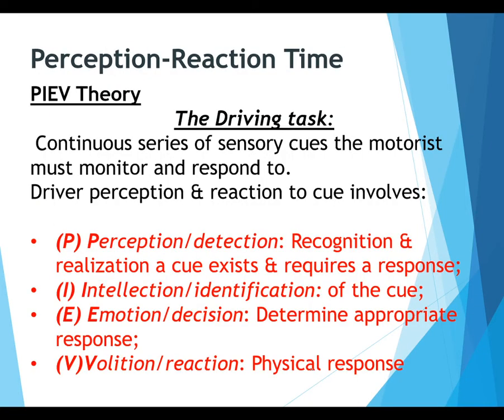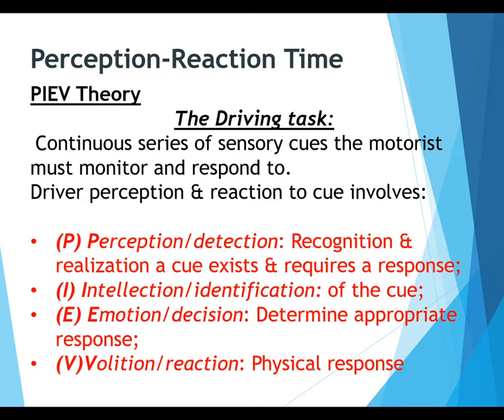Then we talked about the PIEV. Again, we're repeating things that we did before, so I'm going to go very fast. PIEV theory is the theory that tries to calculate the reaction time, any reaction you have, and we have lots of reactions and surprises in the driving task. So what's the driving task? It's simply a number of sensory cues, things that you need to react to. There's a truck, there's a car in front of me, I want to drive at a specific speed, I want to take the next exit.